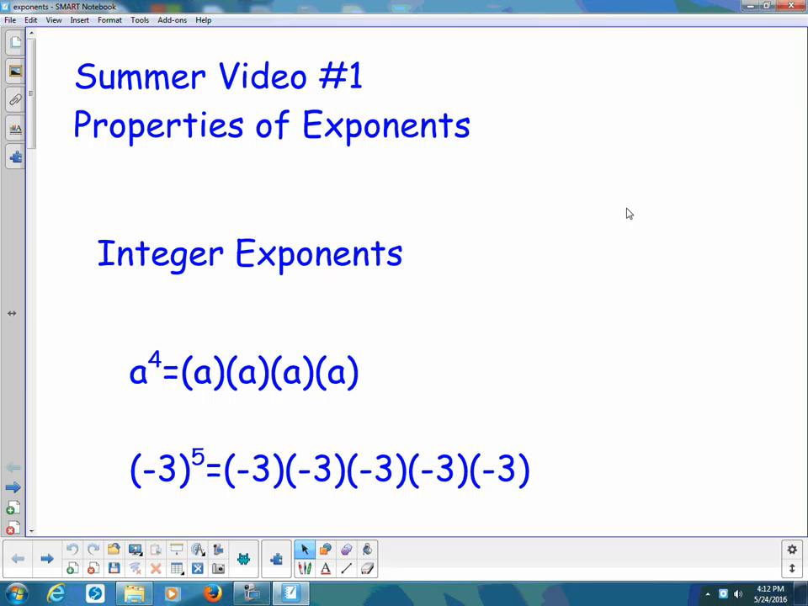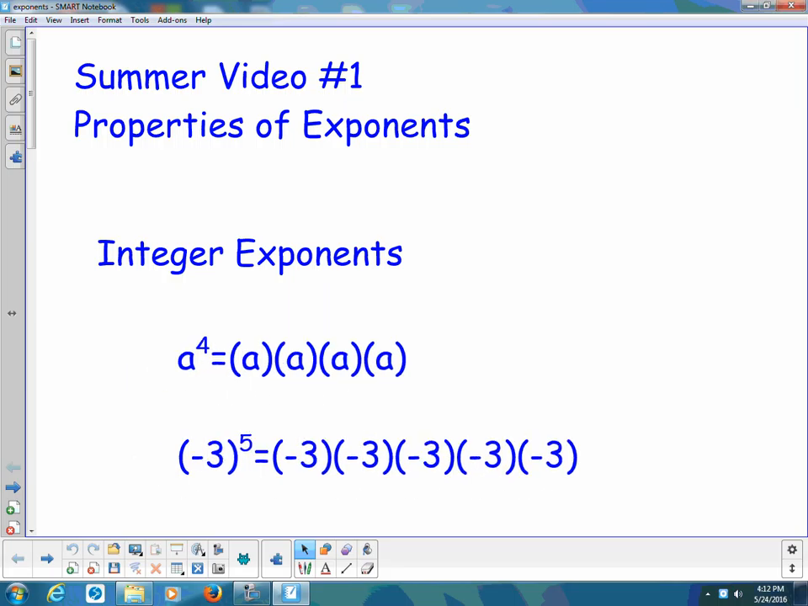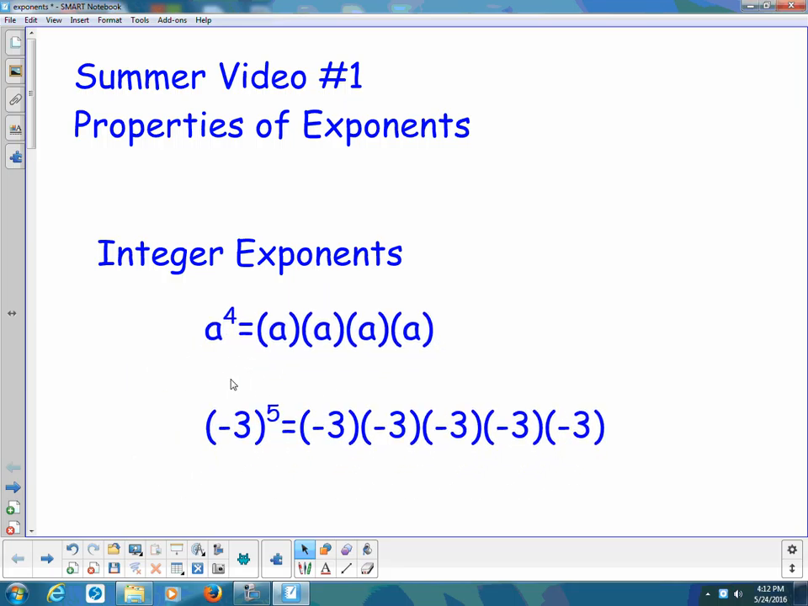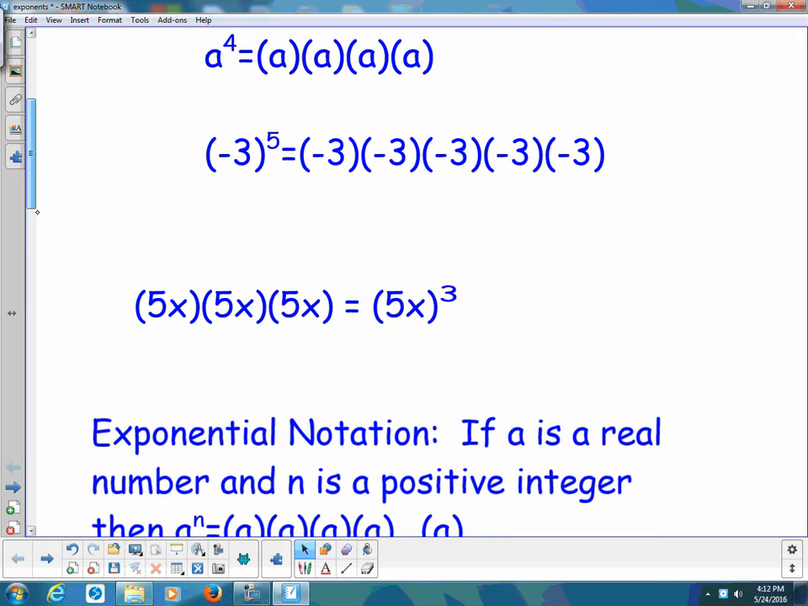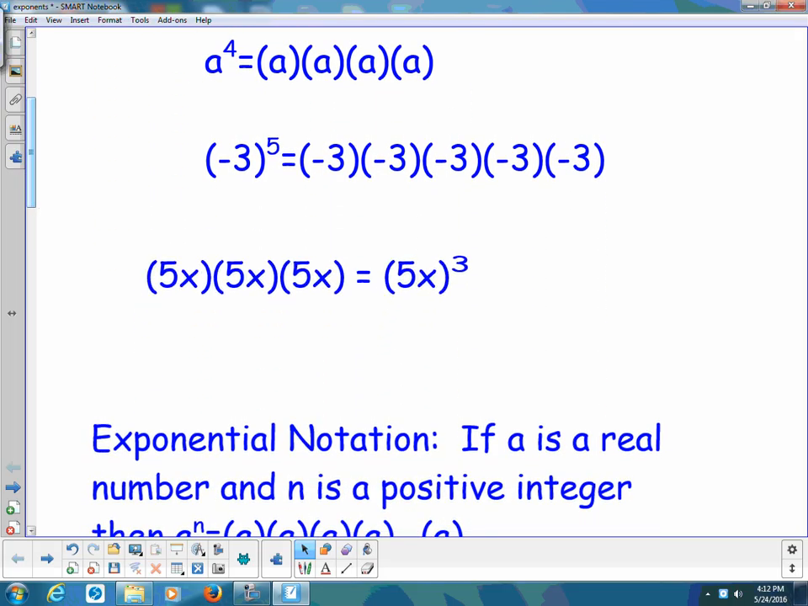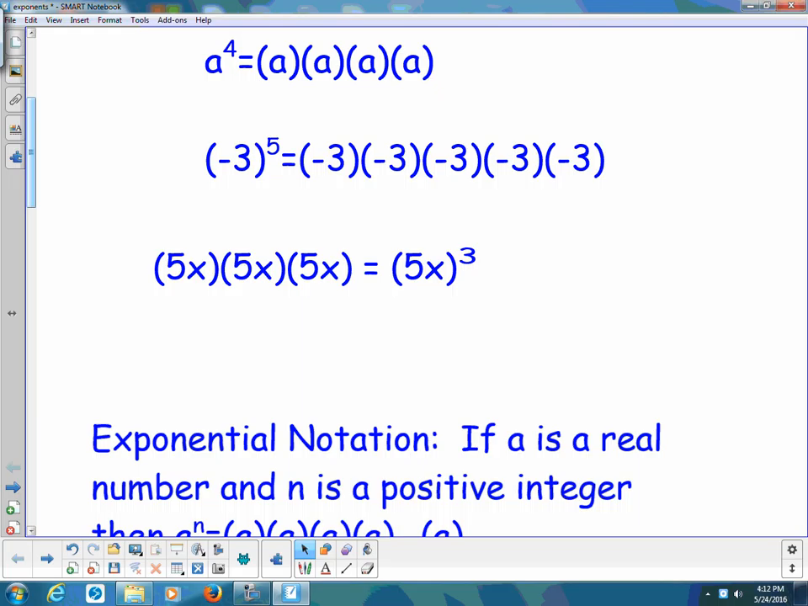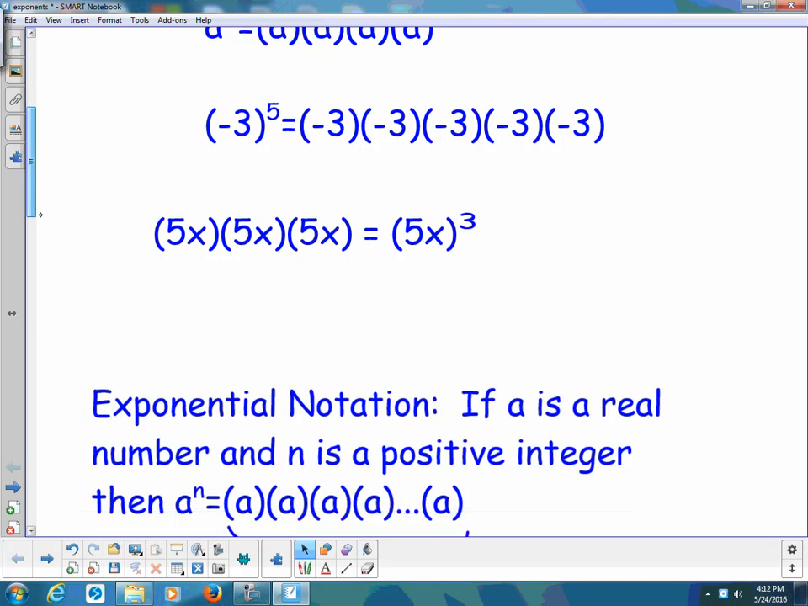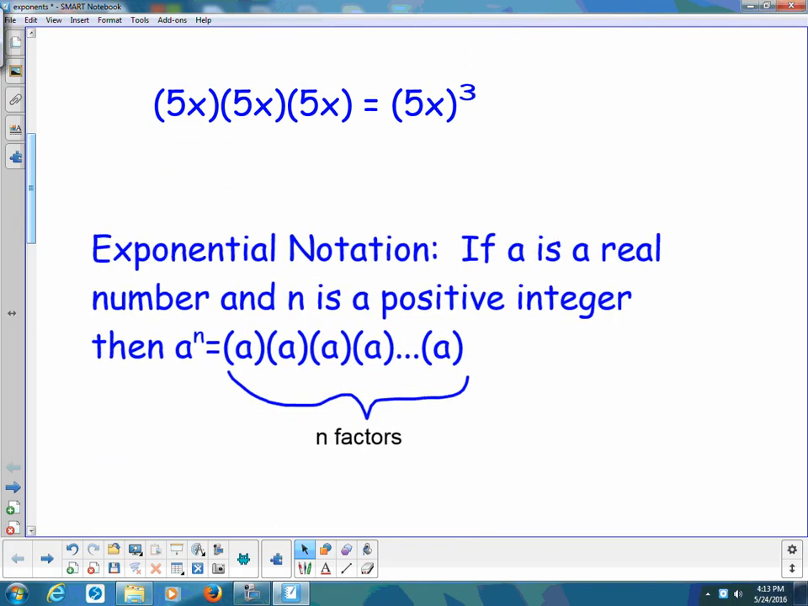So here's integer exponents. You know that a to the 4th means a times itself 4 times. And (-3) raised to the 5th would be -3 times itself 5 times. That's an example of integer exponents. You also know that if I want to take 5x times itself 3 times, I could write that as (5x) raised to the 3rd. We have exponential notation.